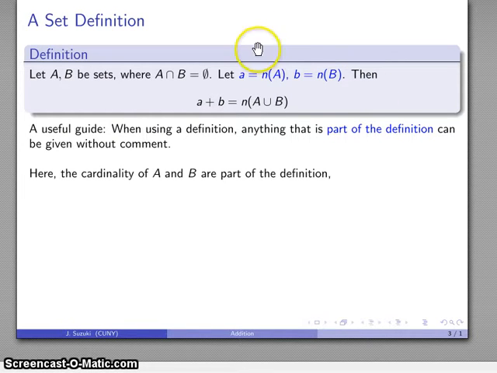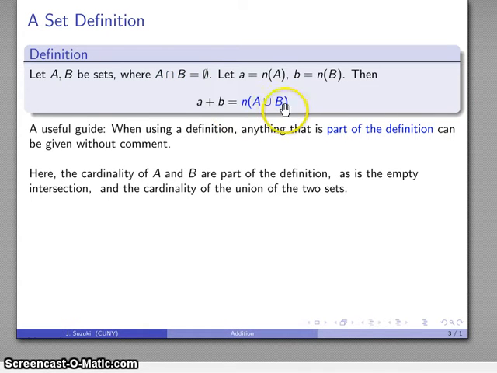So, for example, cardinality of A, cardinality of B, this is part of the definition. So you can simply say, I have this set A, and its cardinality is whatever I need it to be. I have some set B, its cardinality is whatever I need it to be. And you don't have to say how you know what the cardinality is. Likewise, the two sets having an empty intersection, you can simply say the intersection of the two sets is the empty set.